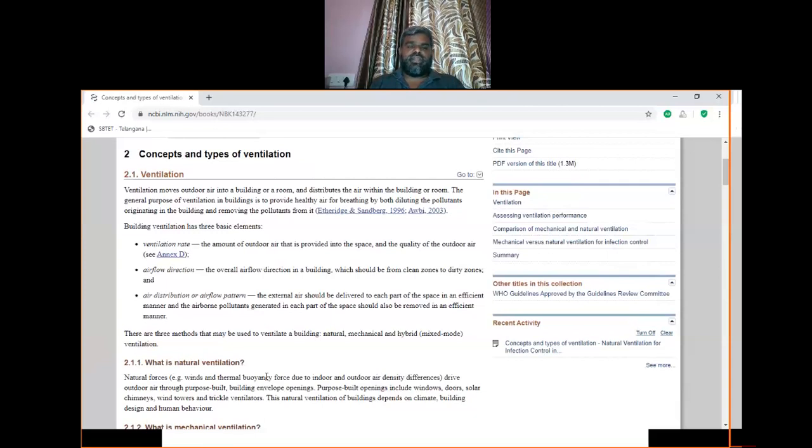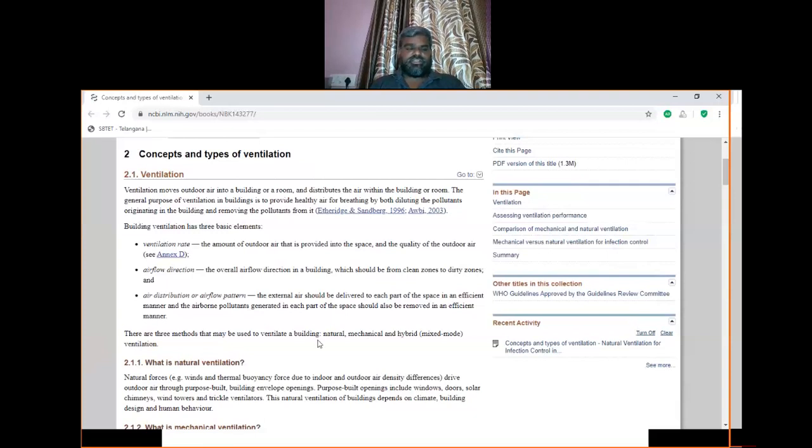The overall airflow direction in a building should be from clean zones to dirty zones. Air distribution or airflow pattern: the external air should be delivered to each part of the space in an efficient manner, and the airborne pollutants generated in each part of the specific space should also be removed in an efficient manner. There are three methods that may be used to ventilate a building: natural, mechanical, and hybrid, a mixture of both.